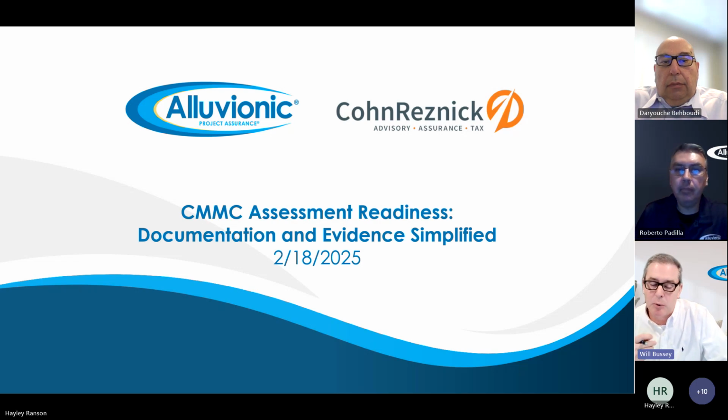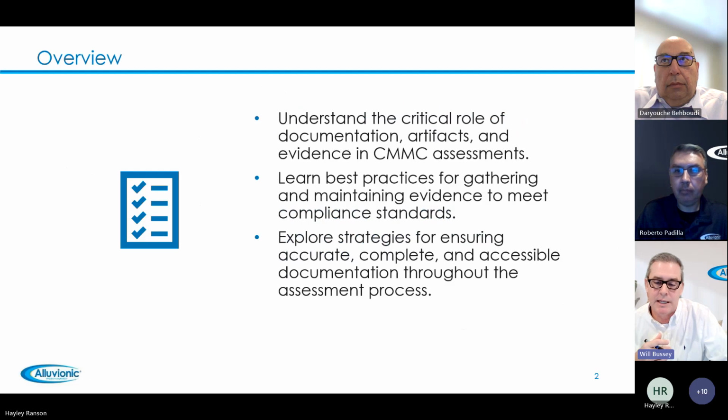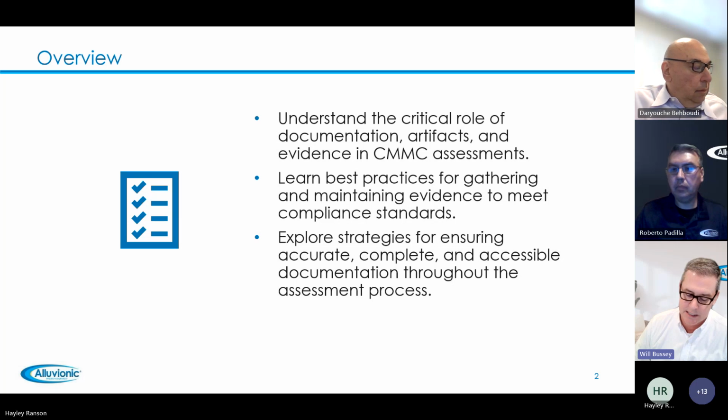During this session, we're going to explore some insights into the whole CMMC assessment readiness process. Our objectives here are going to help you understand the critical role that documentation, artifacts, and evidence have in the assessment process. Hopefully you'll be able to pull out some best practices for gathering and maintaining evidence to meet those compliance standards during the process. We'll also explore some strategies for ensuring accurate, complete, and accessible documentation throughout the process. That way you will have a good background and a good foundation on streamlining your process here.